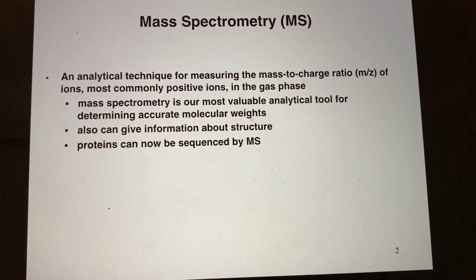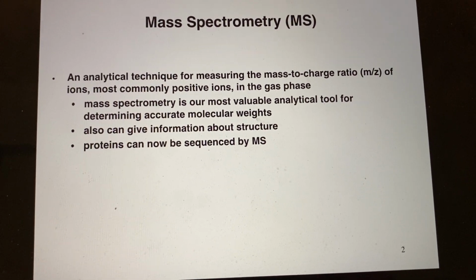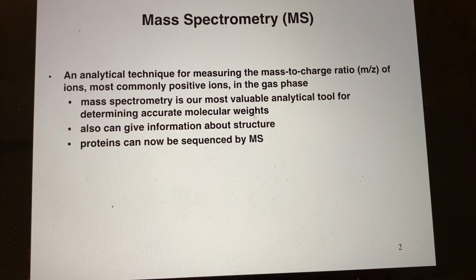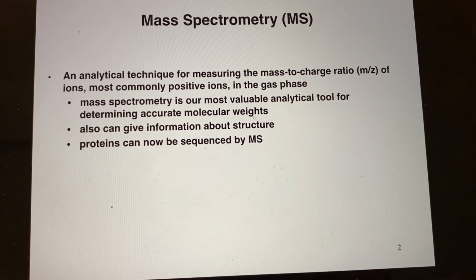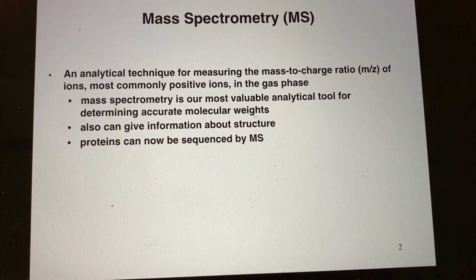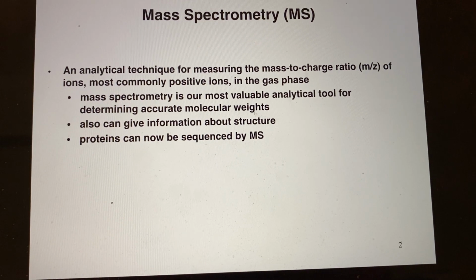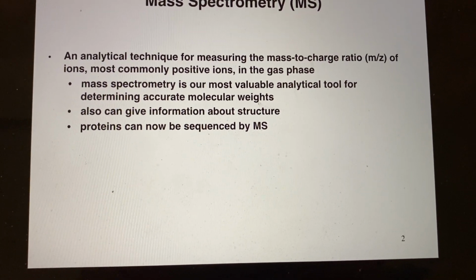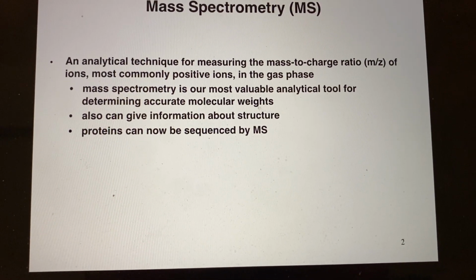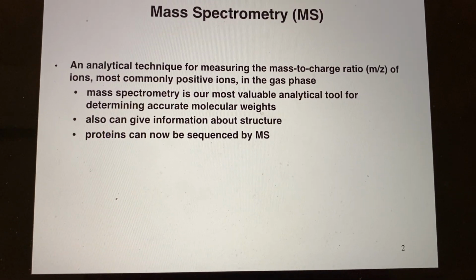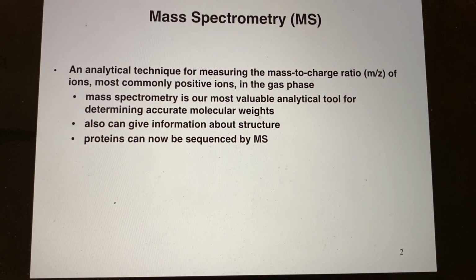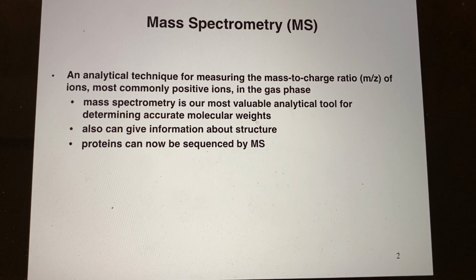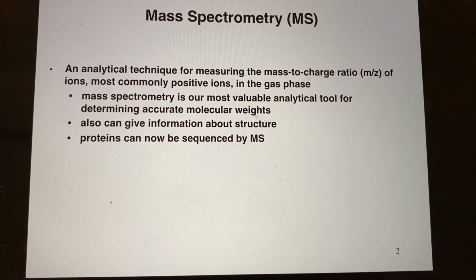One final thing I want to point out to you: notice that this technique is not called mass spectroscopy. It's not using electromagnetic radiation like in infrared spectroscopy or NMR spectroscopy that you may have learned about. This is called spectrometry because it's a different type of technique. It's not using radiation from the electromagnetic spectrum.